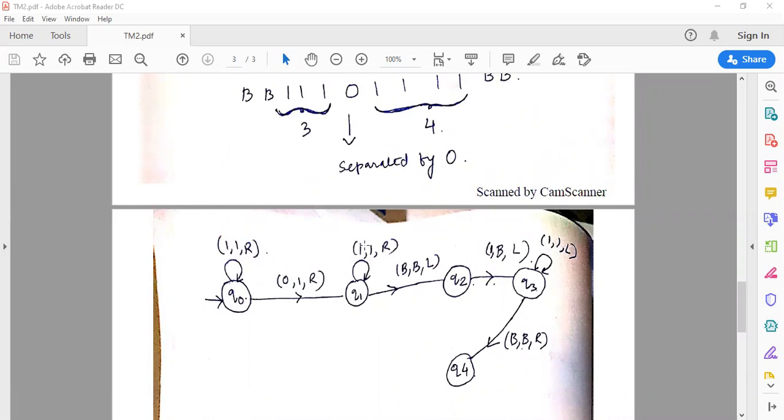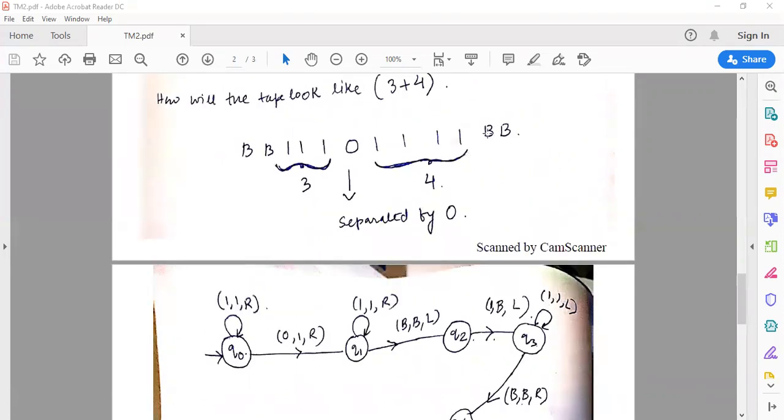At Q1 again, we are getting a 1. We keep the 1 intact, we move to the right. We get a blank, we keep the blank intact, but we move to the left. That is, we flip the read-write head in the left direction. And then the first 1 that we get, this one, we will change that 1 to a B. So we get a 1, we change this to blank, and we keep on moving left.